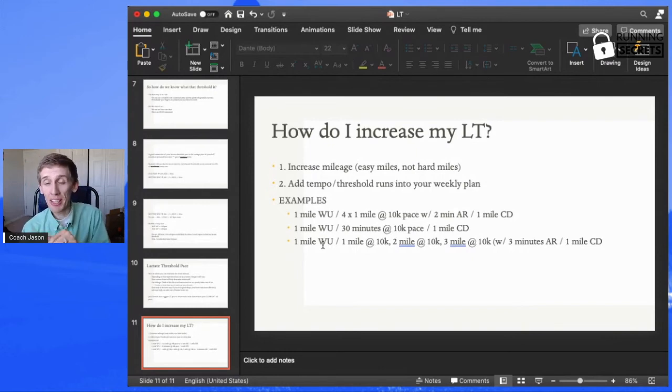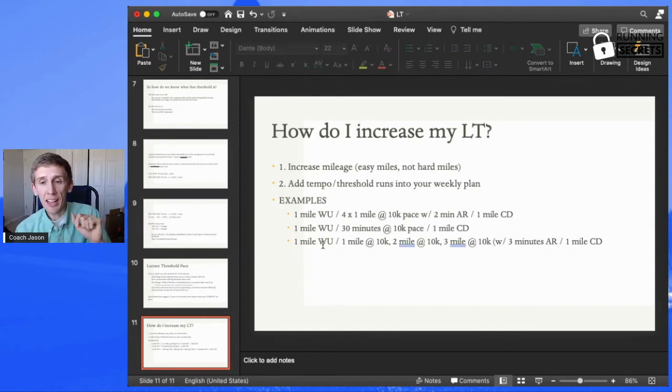So there's a couple different ways to increase your lactic threshold. One, obviously, is to increase mileage. Now, the key part of this is to increase your easy miles, not your hard miles. So don't go add more hard workouts to your weekly training plan. Add more easy miles, more of a base, more aerobic training.